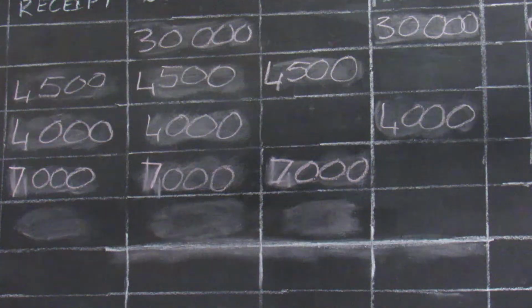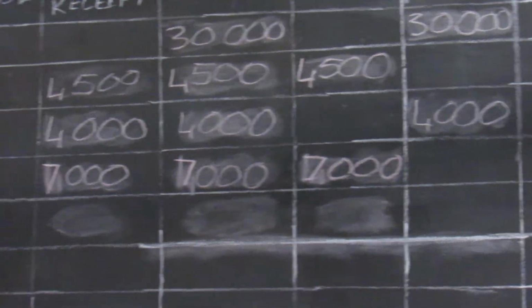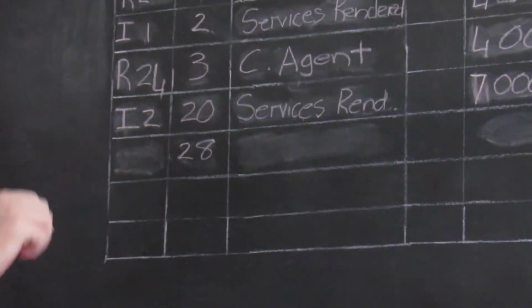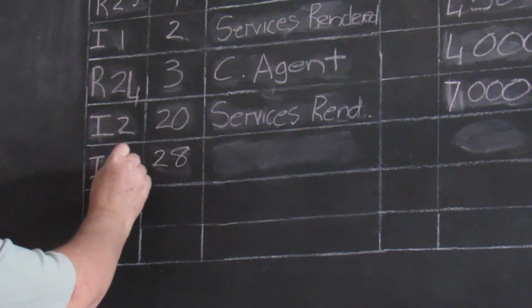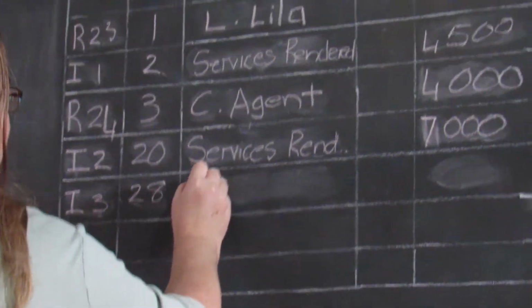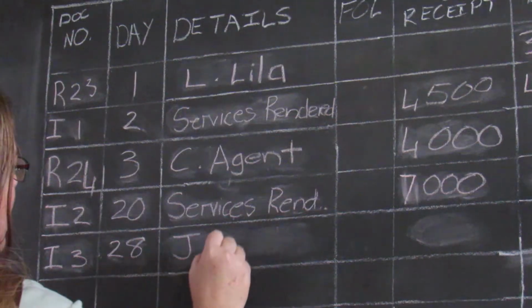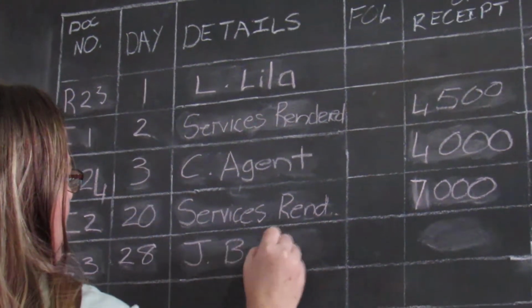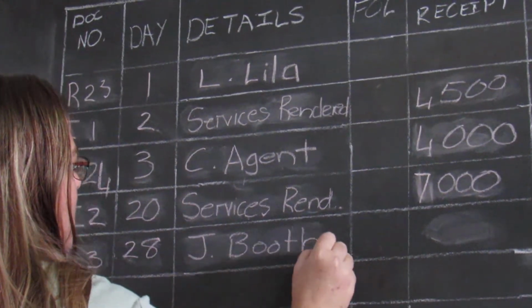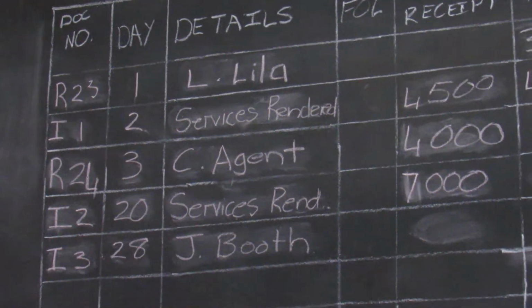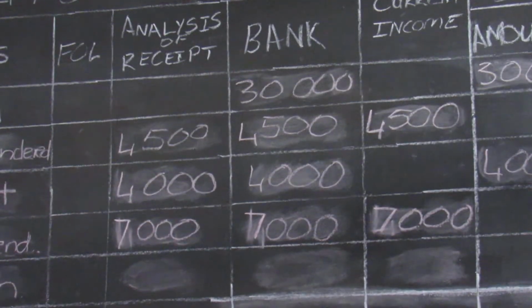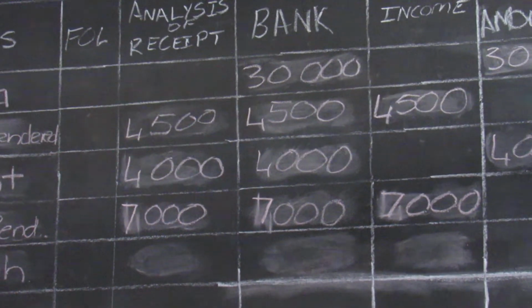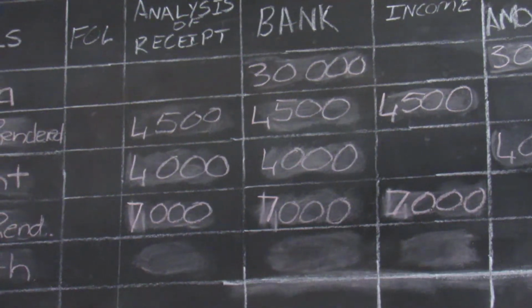Then, day 28, Mr. J. Booth. Day 28. He paid for services as well, so this document will be I3. They give us the person's name, so we write down J. Booth. Now, with this transaction, because J. Booth has paid for different things that were cleaned, we have to work out a little mathematical equation to get the total of the amount.